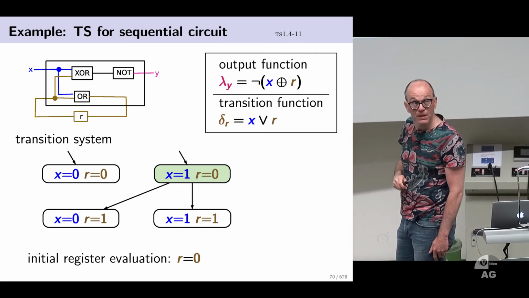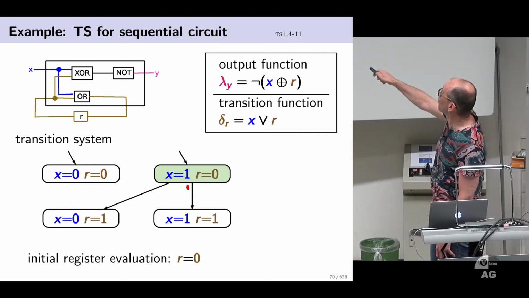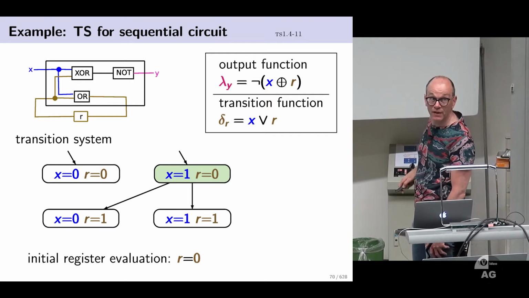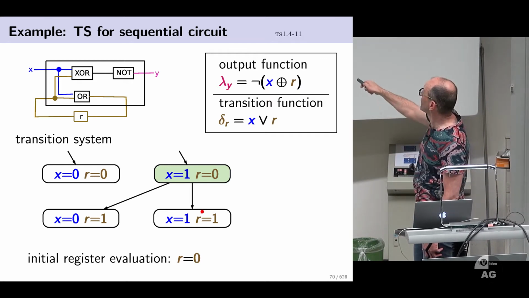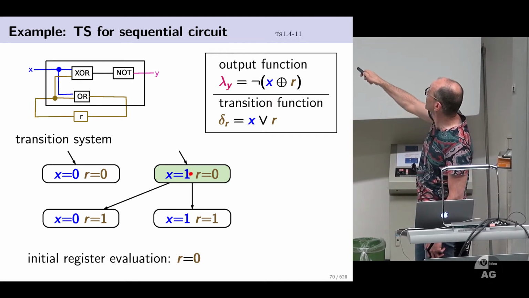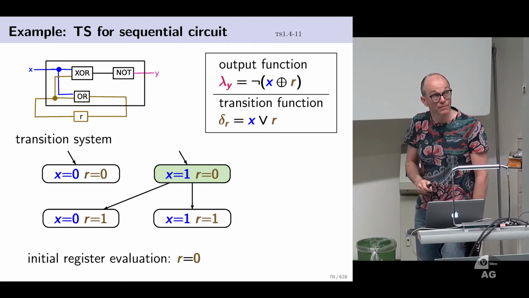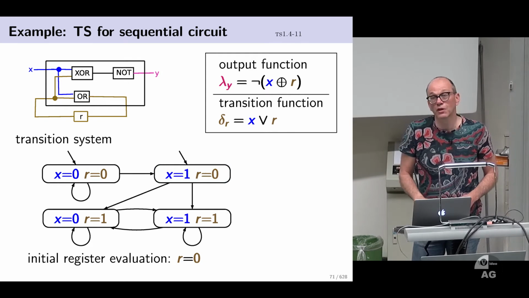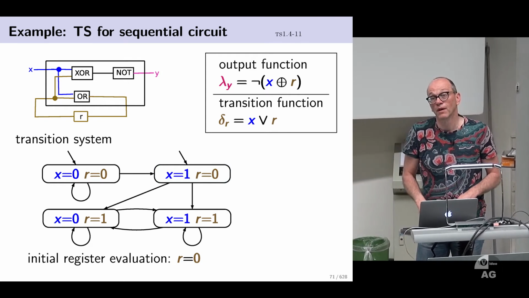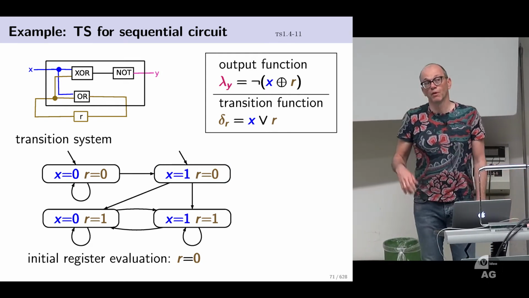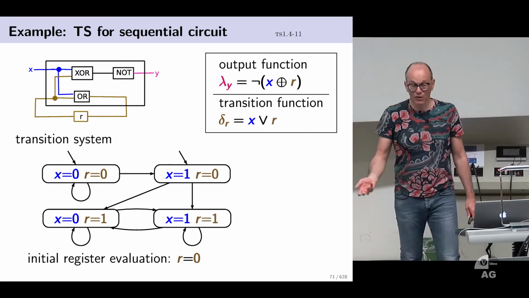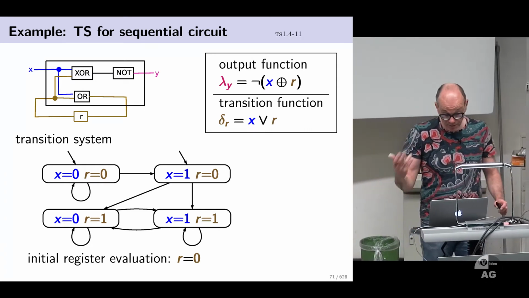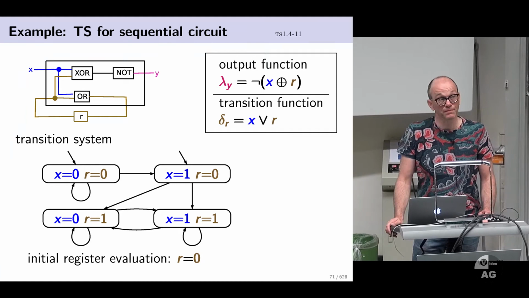Okay? If the input changes to 1, or actually stays at 1, then again, similarly, this value is the disjunction of 1 and 0, which is a 1. Good. I hope this is clear. If you continue this, you get this as a transition system. And the claim is that the behavior of this transition system models basically the behavior of this sequential circuit.